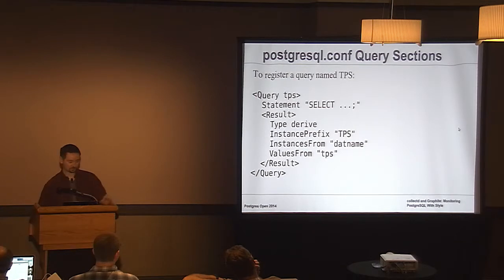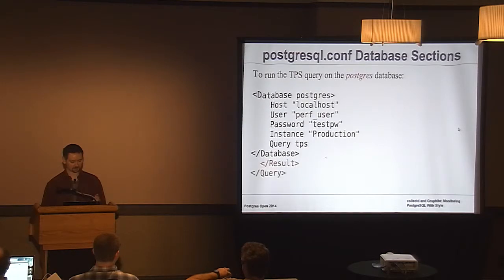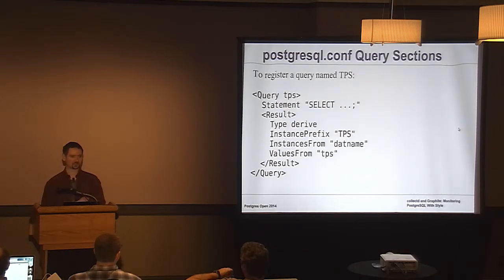The values from part is where you define which column has the data for the result type you have here. So for the result type, each result type you define is a separate data stream that can be turned into a graph item. And in this case, the select statement, which is not shown, at least not in this slide, the column was called TPS for transactions per second, and that's the data that is being pulled from the query.